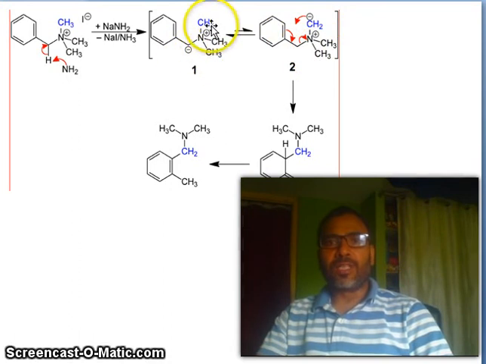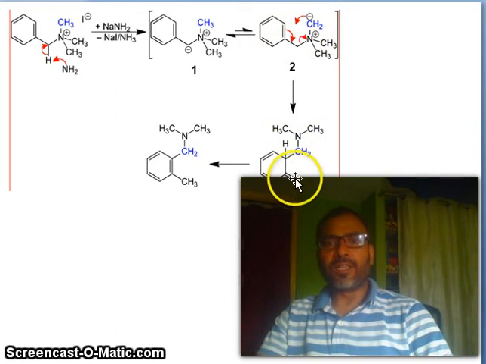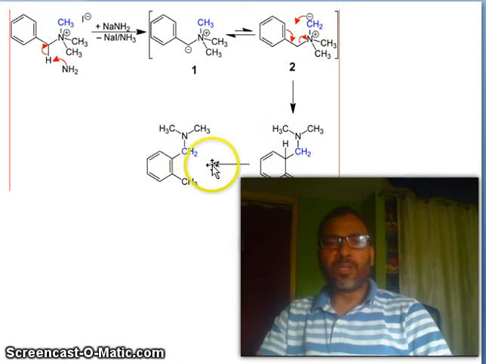So this proton will shift here, then CH2 minus, and then you see this bond will open and attack here. So CH2 and CH3 CH3, and this bond will shift here, forming this product.